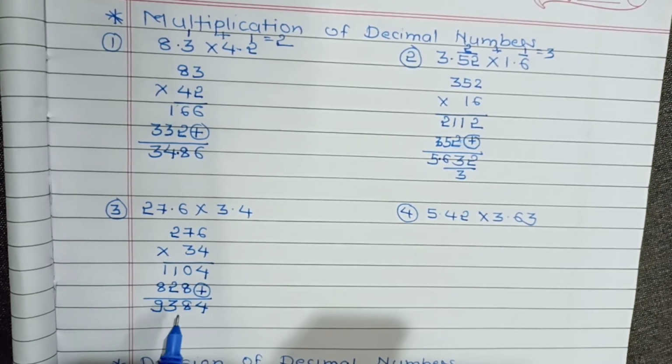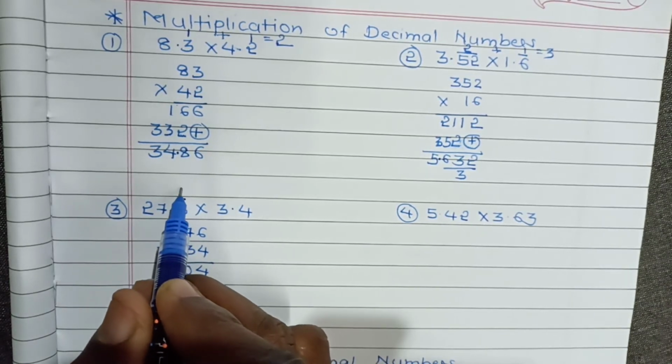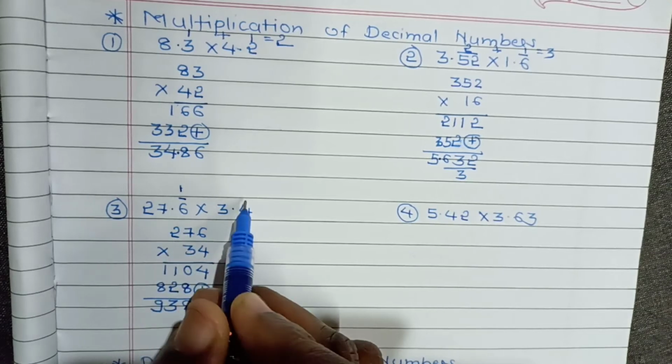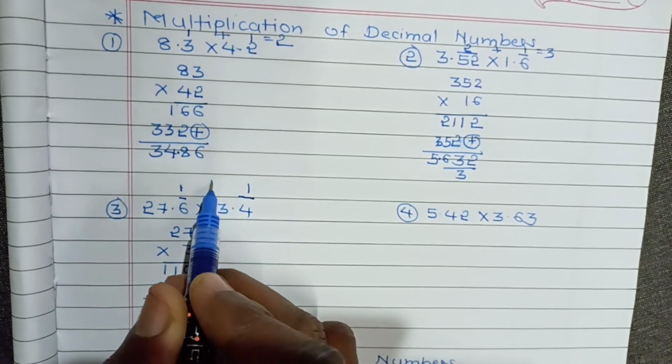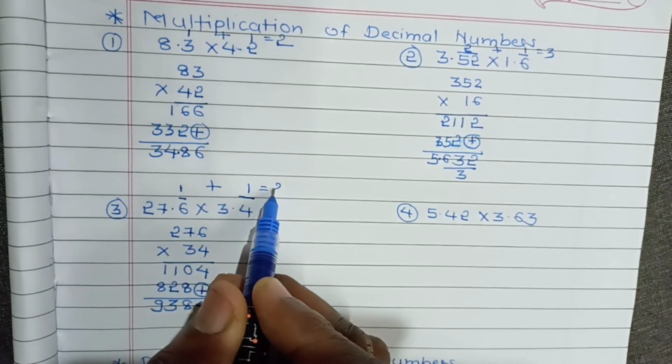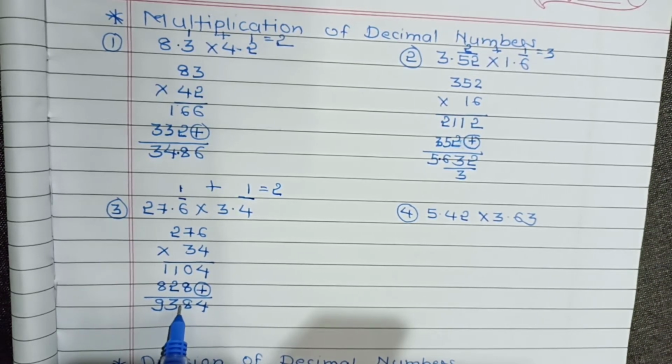Now you have to put the decimal point. So here after decimal point how many digits are there? Only 1, that is 6. And here how many are there after decimal point? 1, that is 4. Now you have to add this. 1 plus 1 is 2. And now you have to leave 2 digits from back side. This is first digit and this is the second. So put the decimal point here.